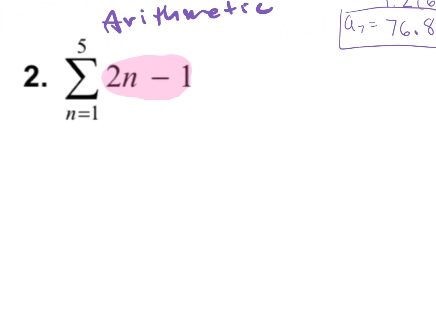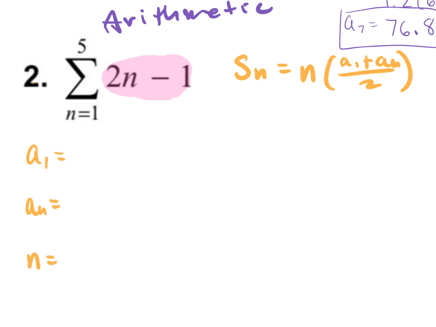Right, so our next one is arithmetic. The sum of arithmetic formula is S sub n is equal to n times a sub 1. Okay, so I need to find my first term, my last term, and the number of terms. So how do I find the first term? Same way we did last time. We take the first number and plug it into n. So 2 times 1 minus 1. What's 2 minus 1? 1.